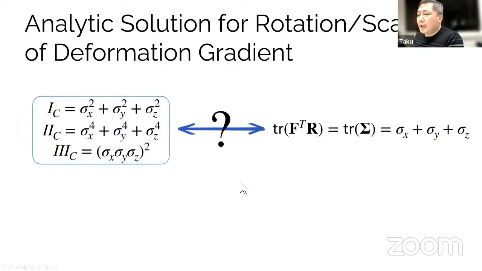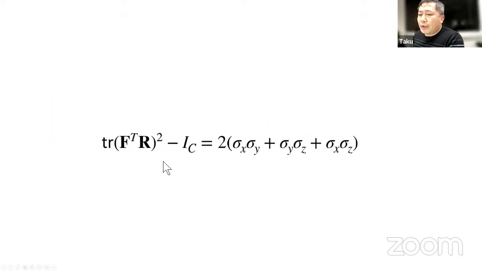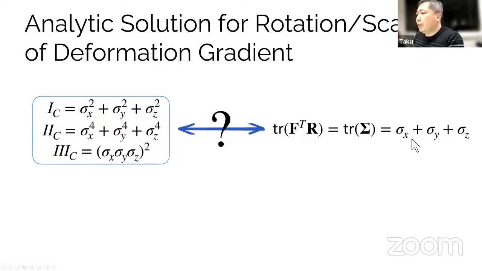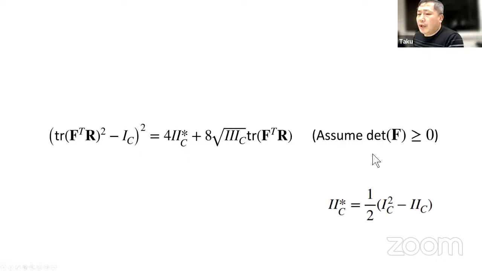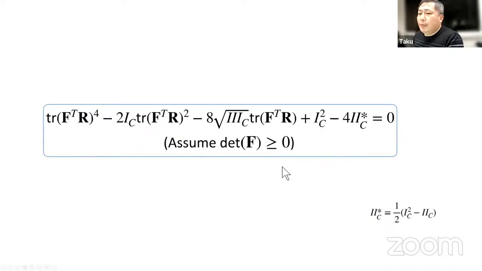But you can play around with the math. We can first square this equation on the right. Then this part becomes squared, and we can replace some of the parts with the Cauchy-Green invariants. Then you can square it again, and you notice that more terms can be rewritten with the Cauchy-Green invariants and the trace term. After all, it becomes like this.